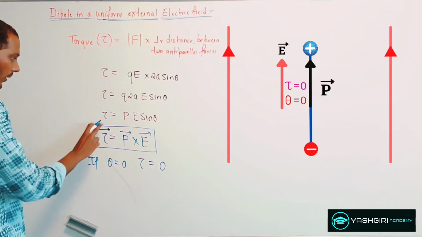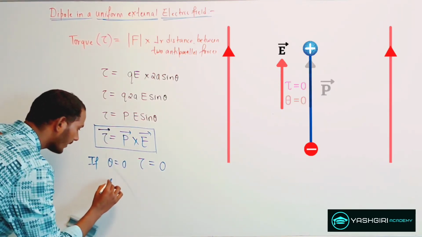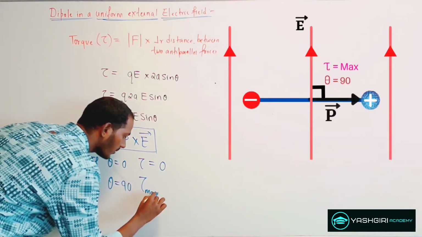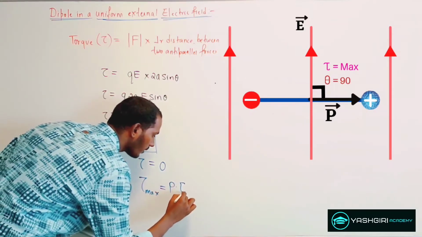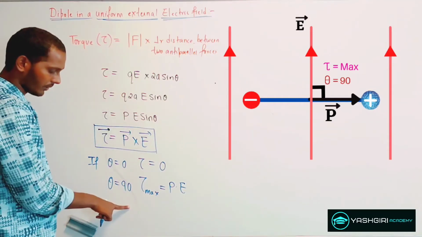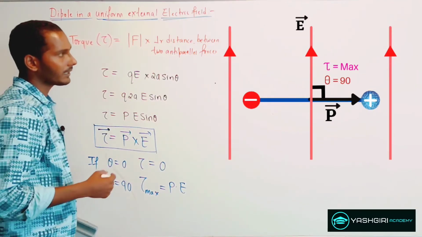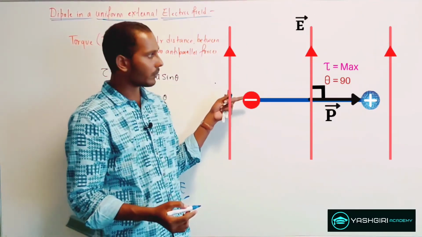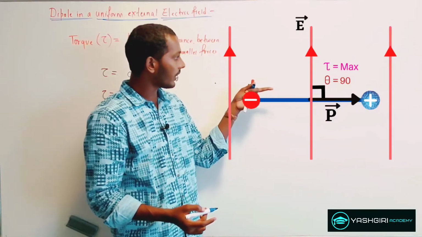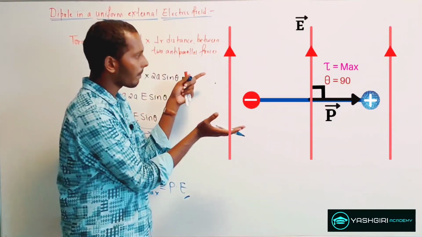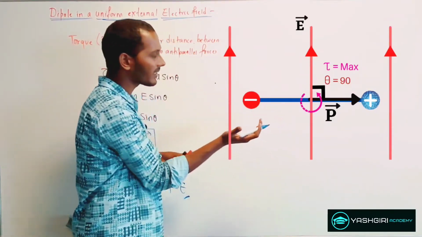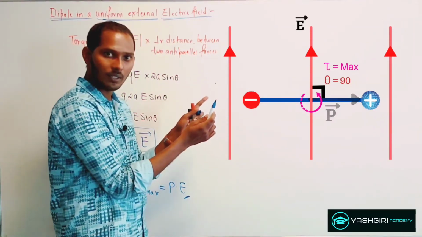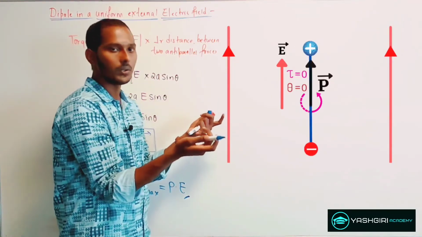The torque will be a maximum when theta is equal to 90 degrees, which is equal to P dot E. So that's the value over here. All right, so that is the torque that you are going to see if you place this dipole exactly forming a 90 degree angle. In that case, the torque that this electric dipole will experience will be a maximum. And once it gets aligned with the electric field, then tau will be equal to 0.